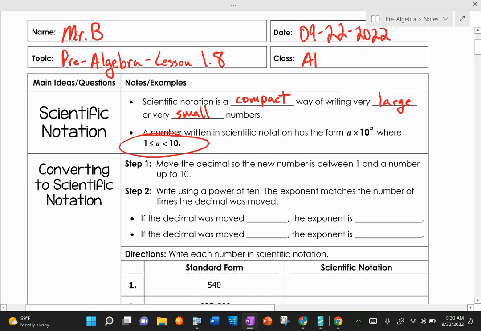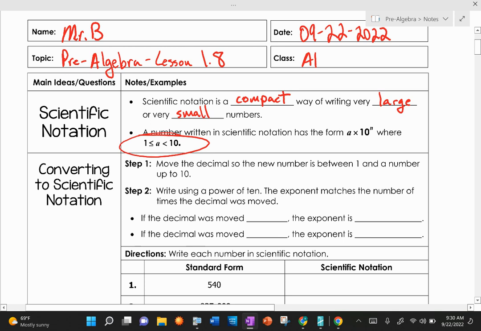So step 1, you're going to move the decimal so that the new number is between 1 and a number up to 10. I'll show you what that looks like in just a second. Step 2, you're going to write using a power of 10. The exponent matches the number of times you move the decimal. So if I move the decimal twice, what would your exponent be? 2. If I move the decimal 5 times, what would your exponent be? 5. And if I move the decimal 13 times? 13. That's the same always.